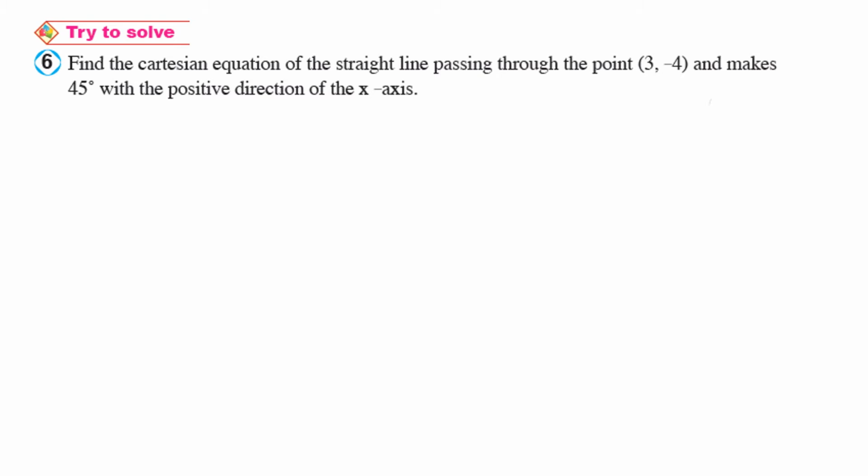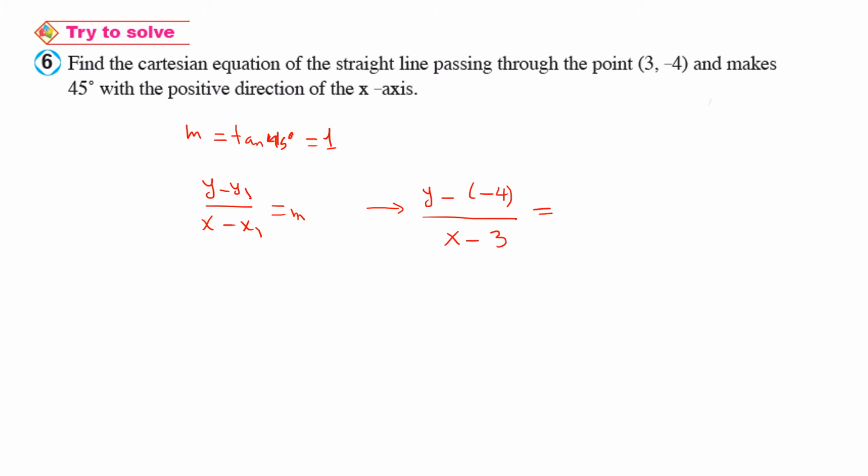Find the Cartesian equation of the straight line passing through the point 3 and negative 4, and makes an angle of measure 45 with the positive direction of x-axis. So first we will take m equal tan 45, which is 1, and we can use the rule of Cartesian y minus y1 over x minus x1 equals m. So y minus negative 4 over x minus 3 equals 1.